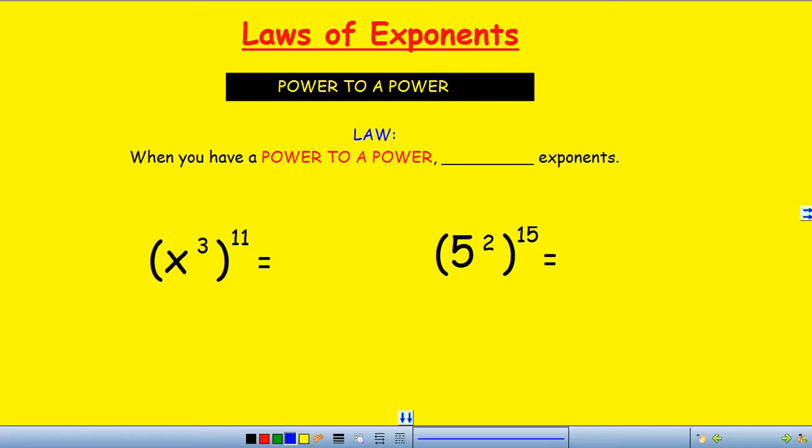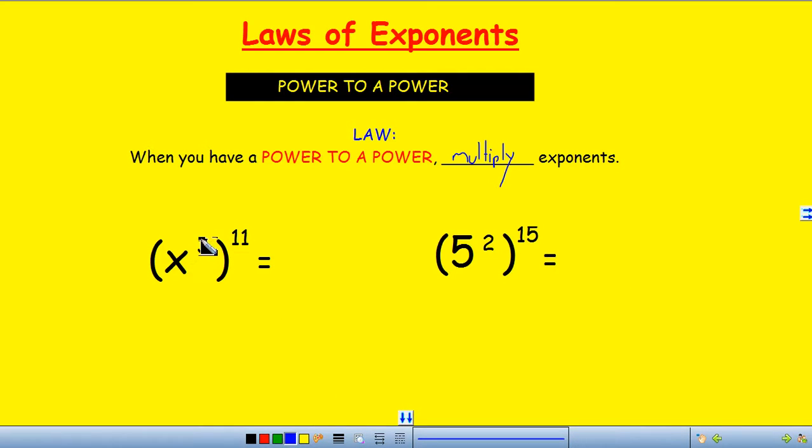Today's lesson is on laws of exponents. This is lesson number 2, and we're going to be looking at power to a power. Now, the law, whenever you have a power to a power, such as what we have here, x to the third power raised to the power of 11, the law for this is that you have to multiply the exponents. So let's go ahead and do that here.